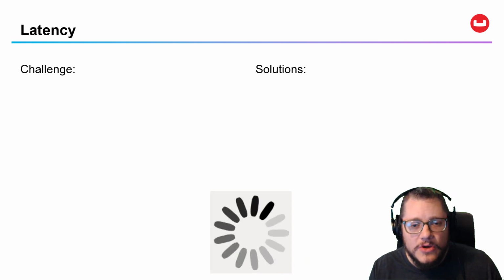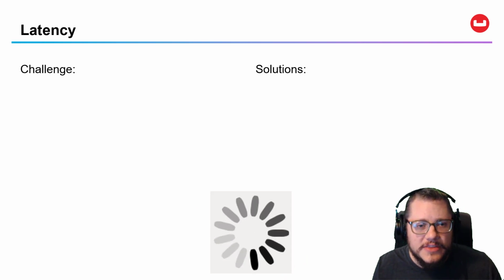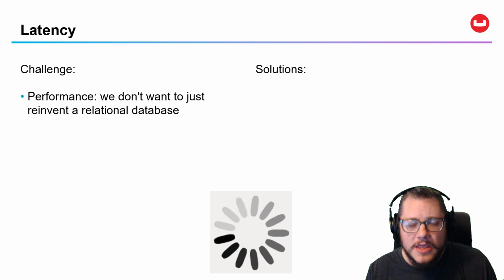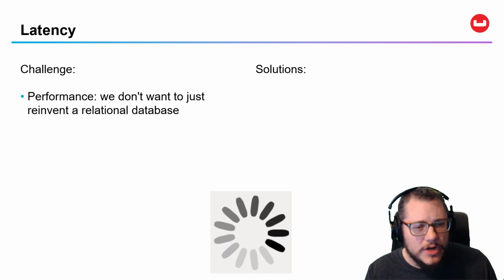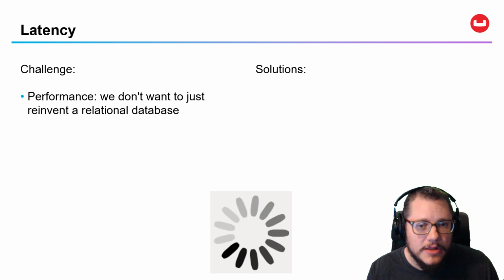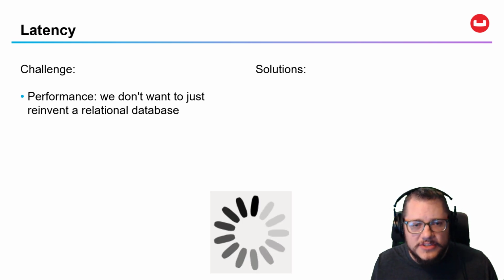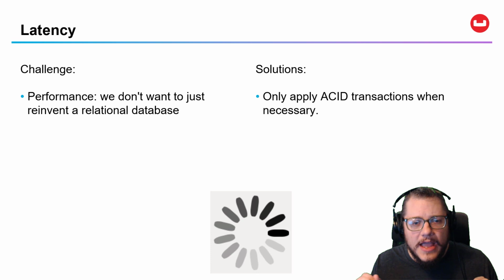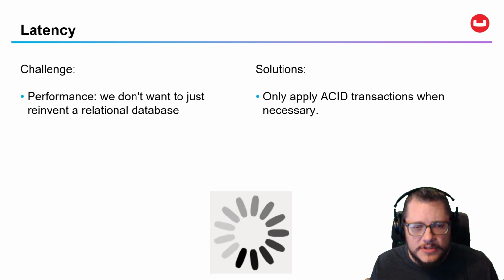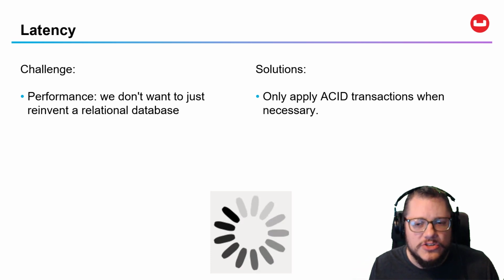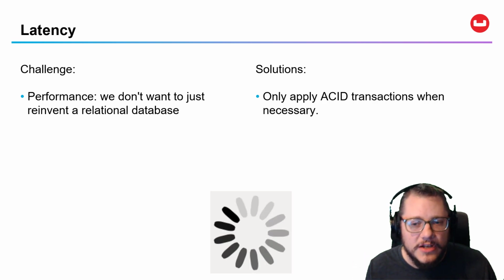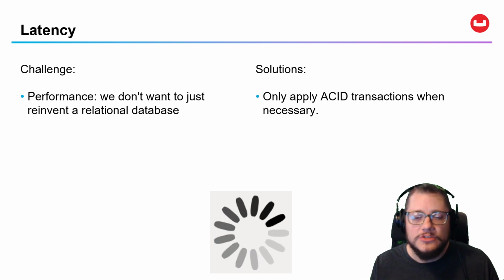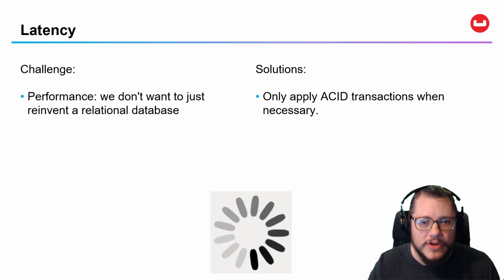Latency. This is a challenge in that it could affect performance. Because our NoSQL is designed to be scalable and performant, we don't want to just reinvent a relational database here. So the solution is basically to only employ ACID transactions when you need to. It's an education issue. Developers should not, for instance, implement a repository pattern that wraps every single thing in a transaction, whether it needs it or not. So only use it when you have to, because there's overhead there.